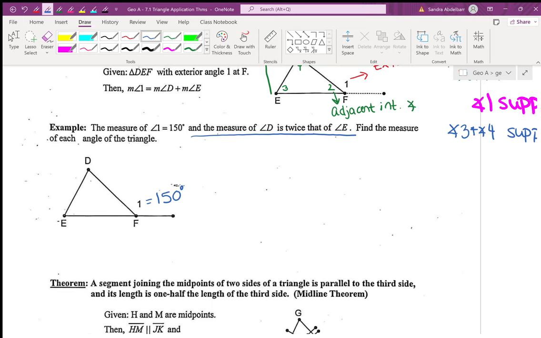Since E is the smaller angle, I'm going to go ahead and call E x. And then if D is twice that, how would I represent angle D? 2x.